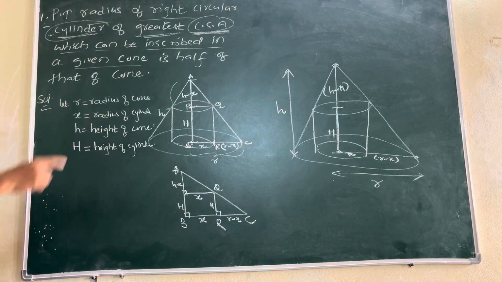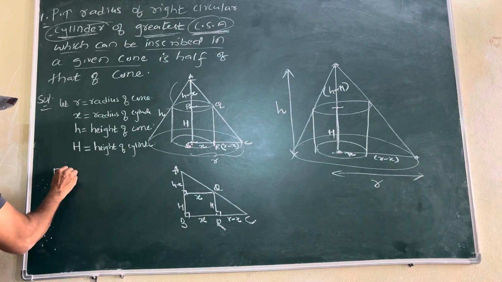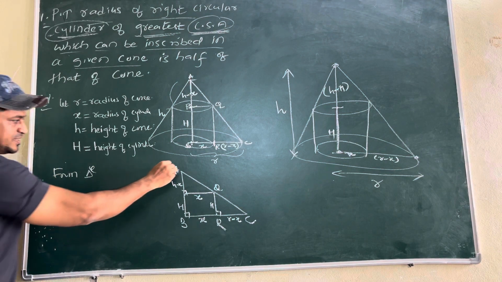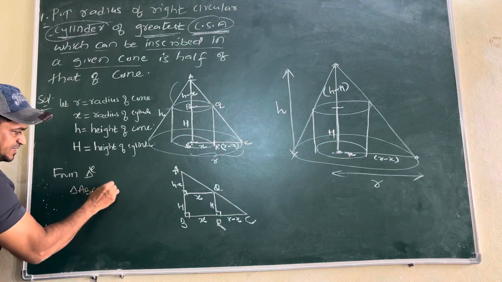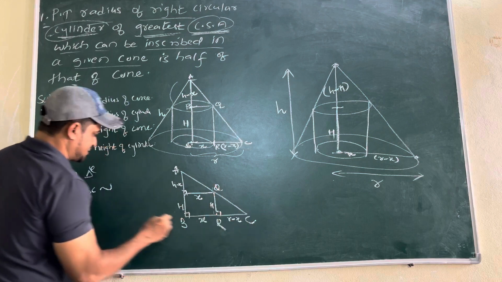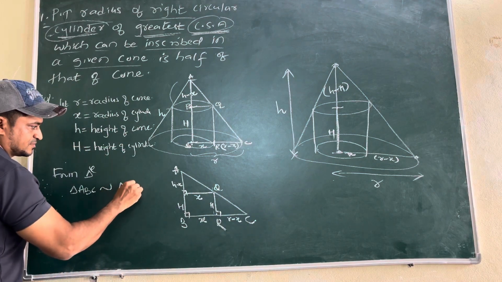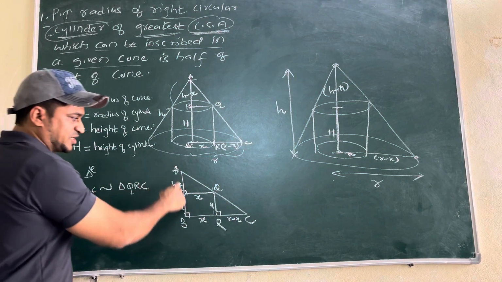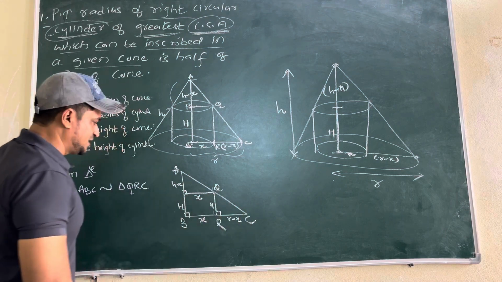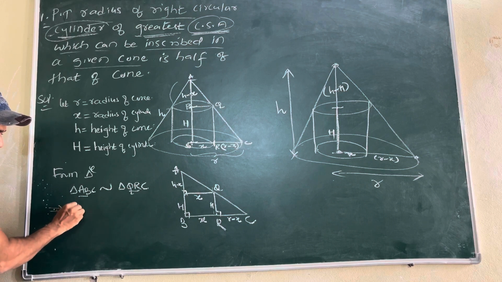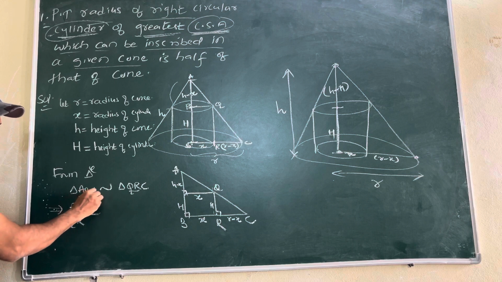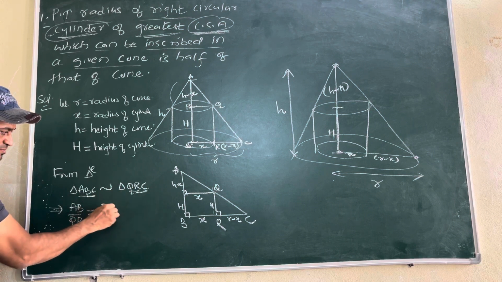If you don't know how to draw the figure, just draw this triangle. From this triangle, what we find is ABC is similar to QRC. What you have to remember is this L-shaped triangle is similar to QRC. This implies the first two sides are in proportion, equal to the next two divided by the next two.